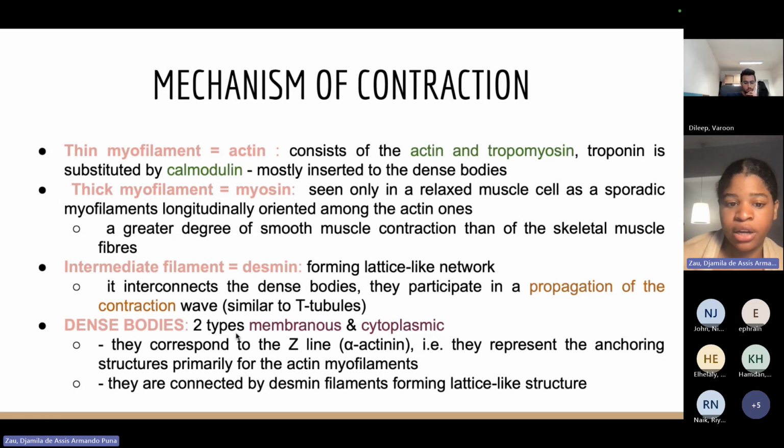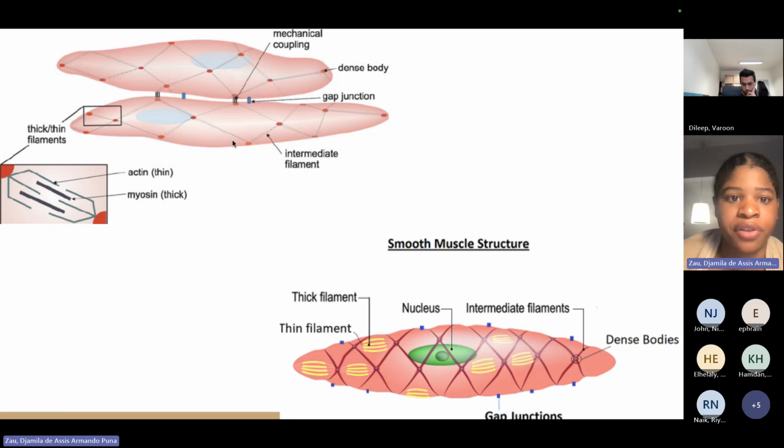And then you have the dense bodies. There are two types of dense bodies. You have the membranous and the cytoplasmic, and they basically correspond to, it's the smooth muscle version of a Z-line. So they are anchoring structures. And this is basically everything.